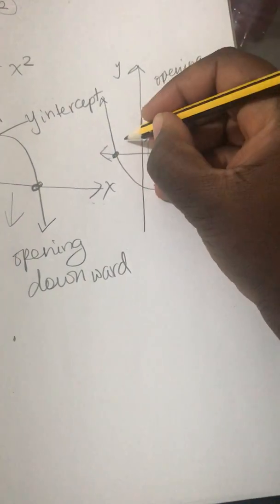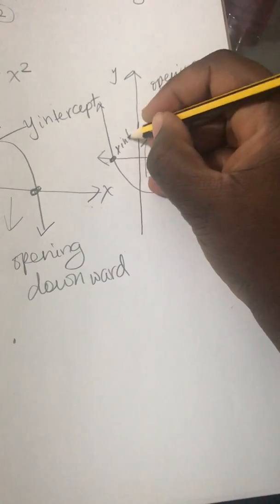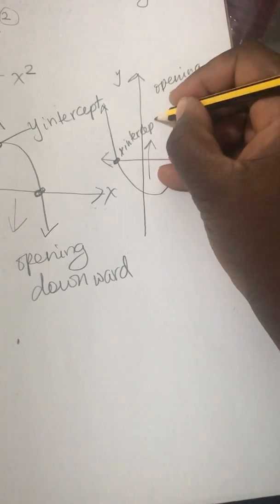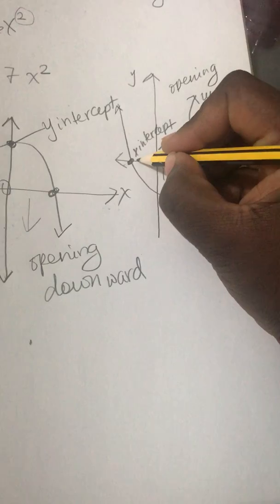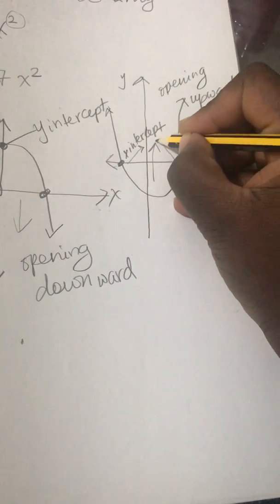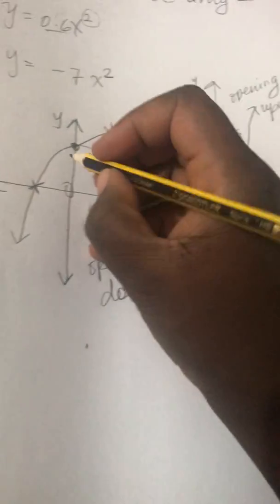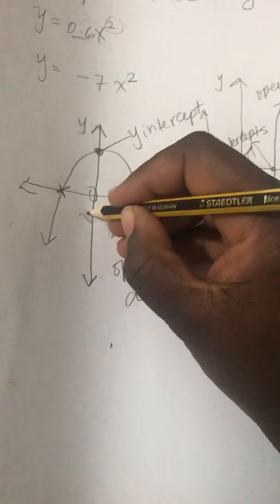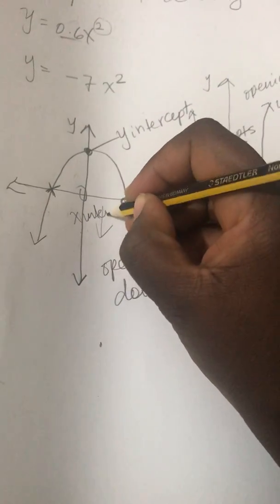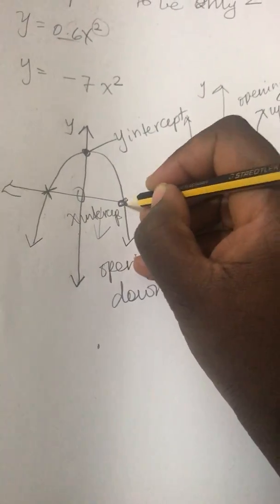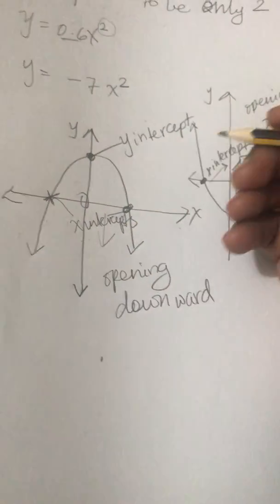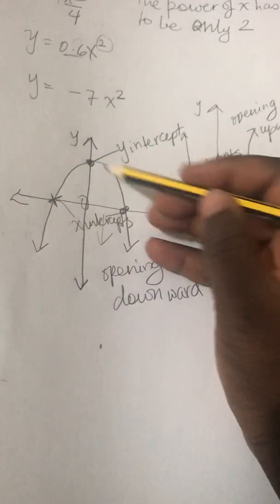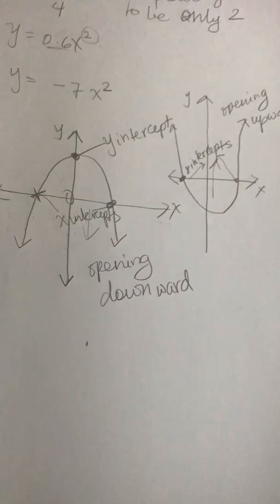So the x-intercept, even this one, both of them are x-intercepts. The same thing here, x-intercepts, where your graph touches the x-axis, okay?